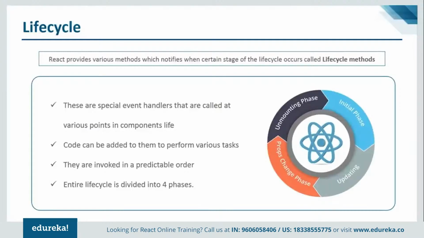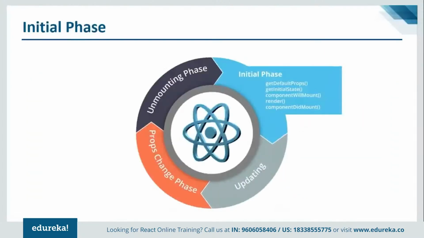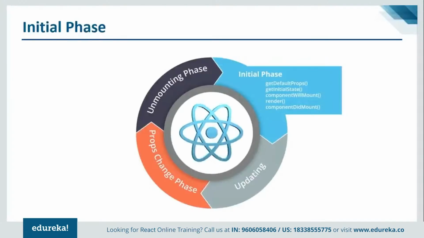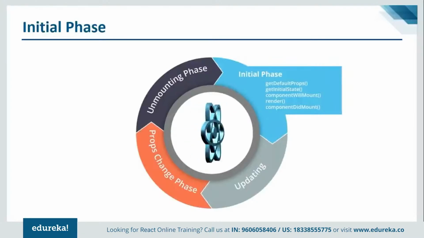The life cycle is divided into 4 phases. They are the initial phase, the updating phase, the props change phase, and the last is the unmounting phase. Each of these phases contains some lifecycle methods which are specific only to them. So let's find out what happens during each of these phases. The first phase in the component's lifecycle is the initial phase or the initial rendering phase. This is the phase when the component is about to start its life and make its way towards the DOM. In order to do so, all these methods are invoked in an order.